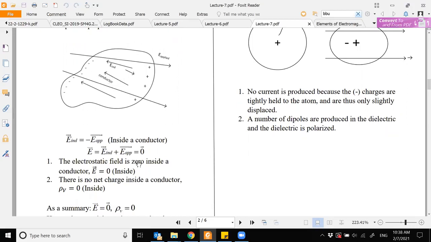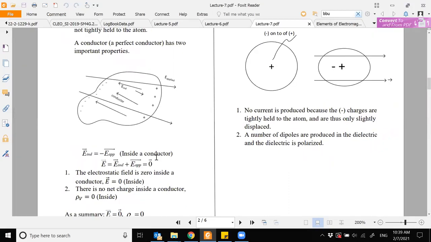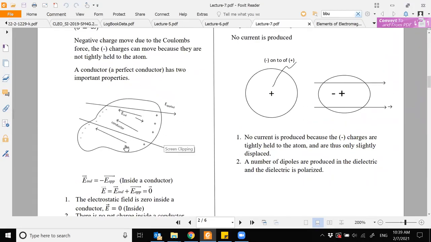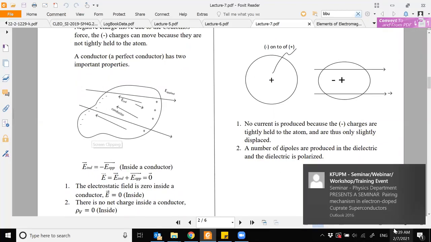So these are the two very important properties of a conductor. If you have a conductor placed in the vicinity of an electric field, and then you go inside the conductor, there will be no electric field. Electric field will be 0. And please remember one thing: this is the case where the conductor is neutral. Got it? Neutral.